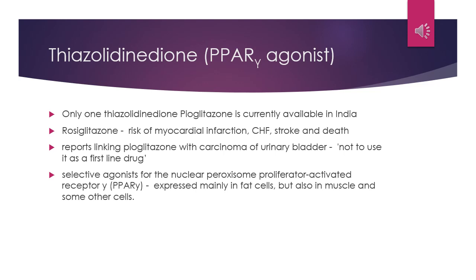Next group of drugs is thiazolidinediones. They act on the PPAR gamma receptor as an agonist, peroxisome proliferator activated receptor gamma. It is expressed mainly in fat cells and also in muscles. The only thiazolidinedione that is available in the market is pioglitazone. Rosiglitazone has been withdrawn due to increased risk of myocardial infarction, congestive heart failure, stroke and death. Some cases of urinary bladder cancer have been reported with pioglitazone. It is not used as a first-line drug in type 2 diabetes mellitus.